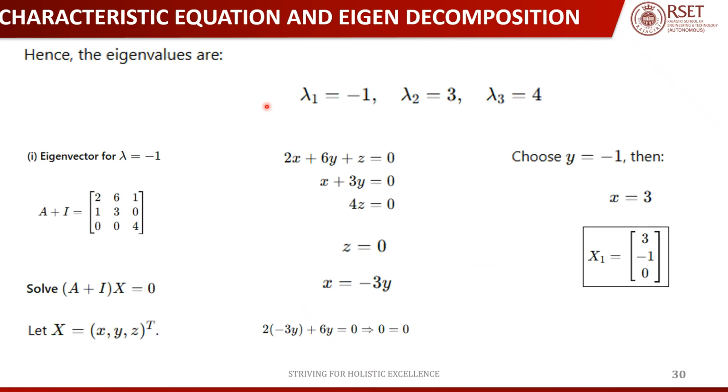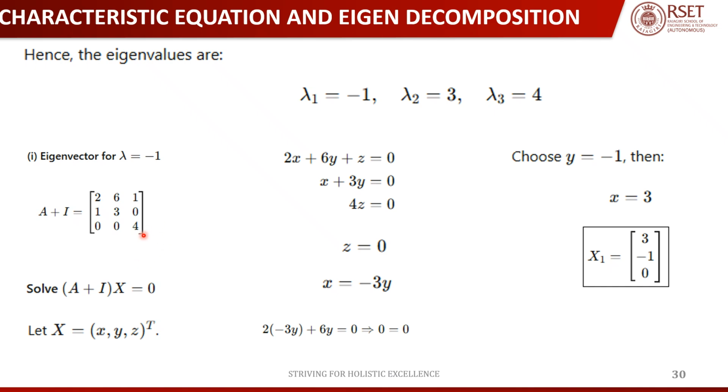Now when lambda is equal to -1, let's find A minus lambda I. So A minus lambda I is A minus (-1)I, so it is A plus I. You have A plus I as this, and we'll be finding the eigenvectors now.